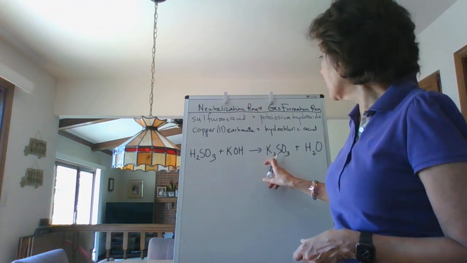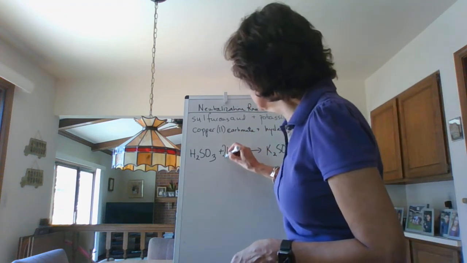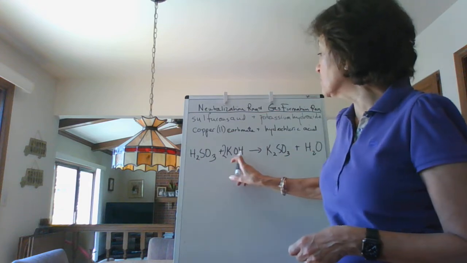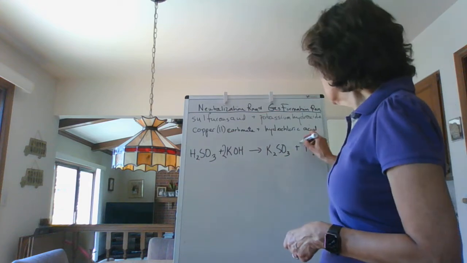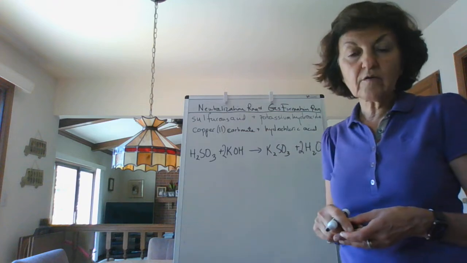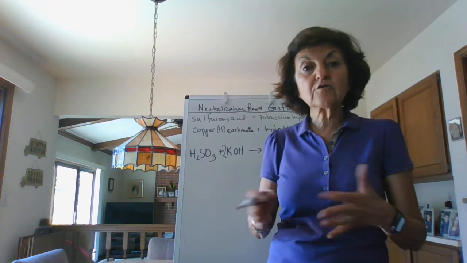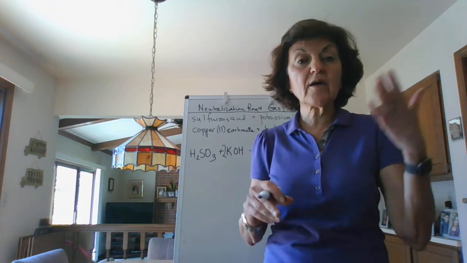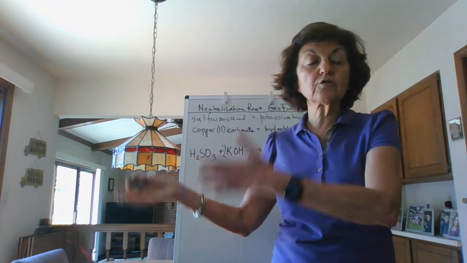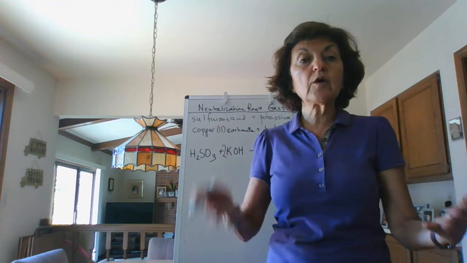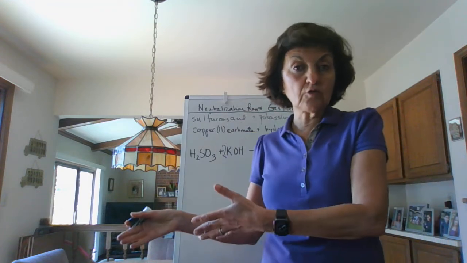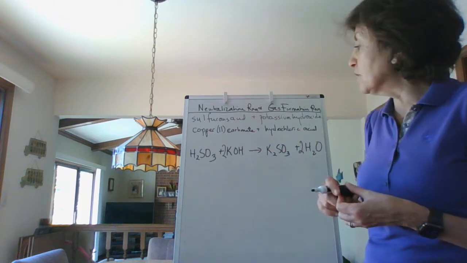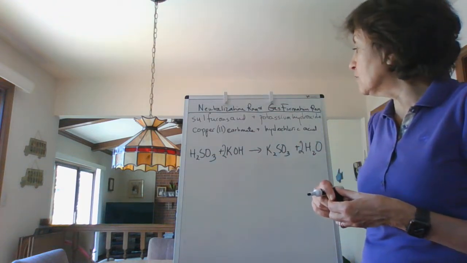We have 2 potassium, so we're going to put a 2 here. That gives you 2 hydrogens, and 2 hydroxides will give you 2 waters. Always think of water as HOH. You can balance it much better if you think of it that way. If you have 1 H and 1 OH, you'll get 1 water. If you have 2 H's and 2 OH's, you'll get 2 waters. Okay? All right, so this is the molecular equation or formula unit equation.